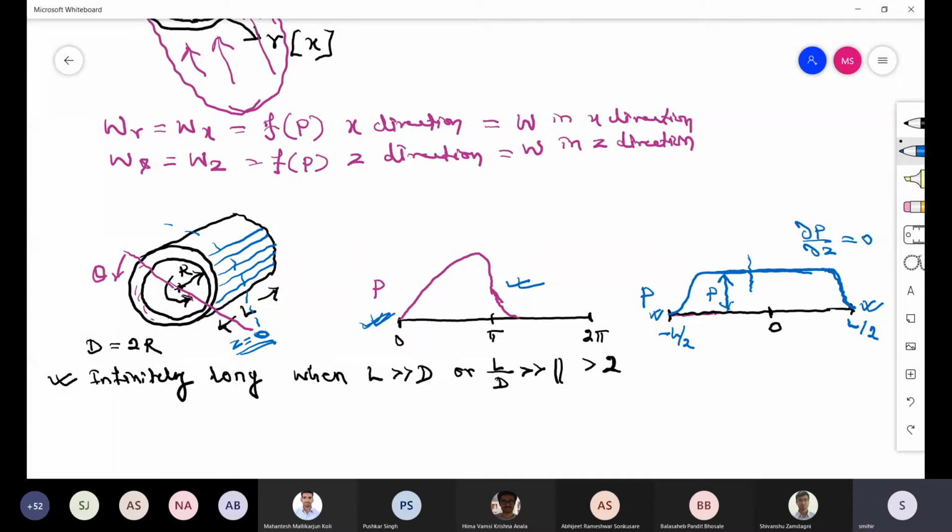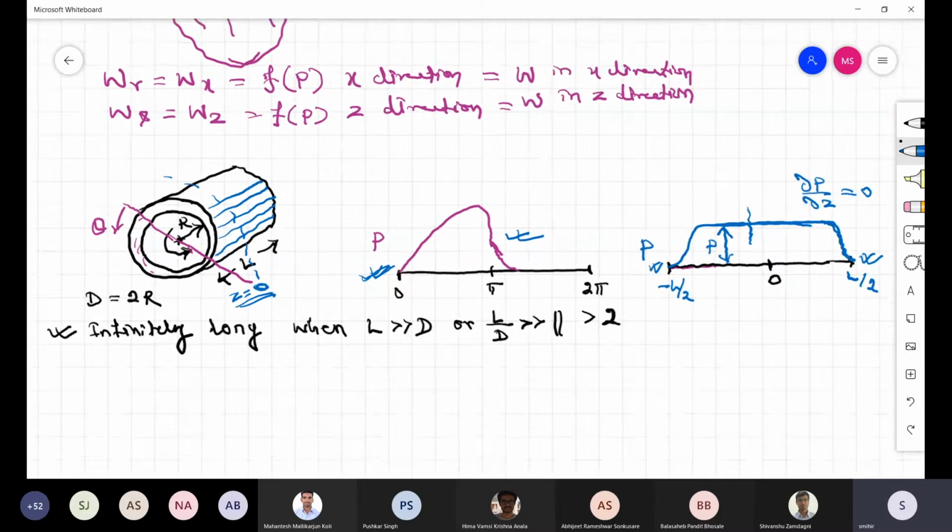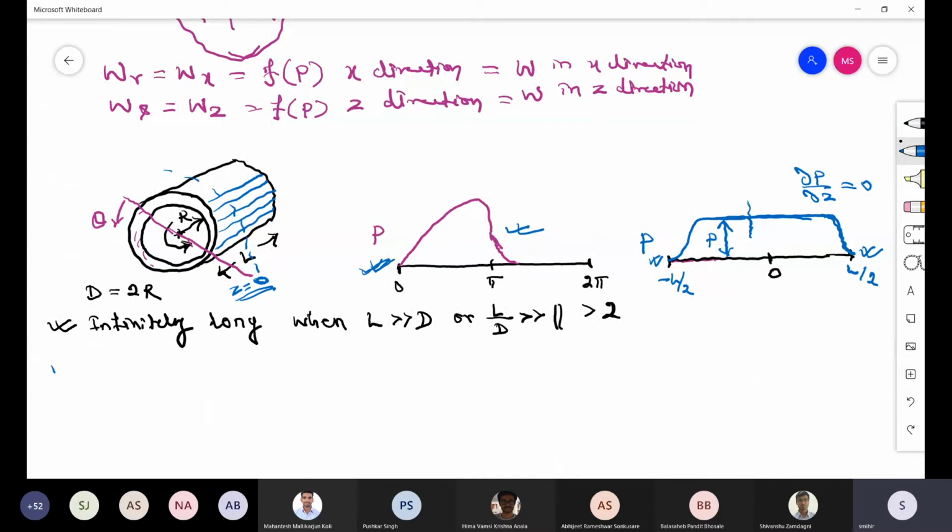Okay, so now another case possible. What is that? Infinitely short bearings. Okay, infinitely short. This is infinitely long. Now another case possible, infinitely short, when L is very small as compared to D, or in real life practical case we take this value to be less than 1/2. Then we can treat the bearing as infinitely short.